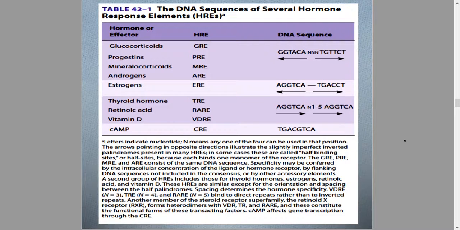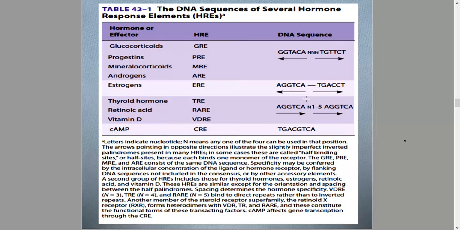On the other hand, for the case of response elements for thyroid hormone, retinoic acid, and vitamin D, we will be able to notice that the DNA sequence is actually the same for the three hormones, and the difference lies in the spacing between the half binding sites. Right, so letter N in the middle represents the spacing. So the space is particular and determinative of what hormone will be binding to such response element.